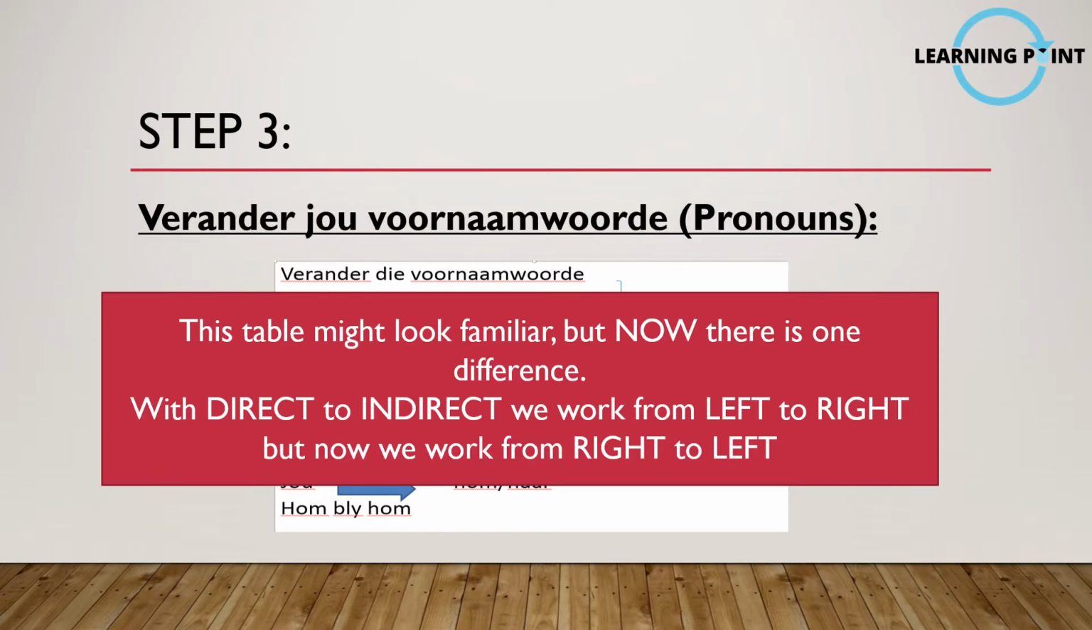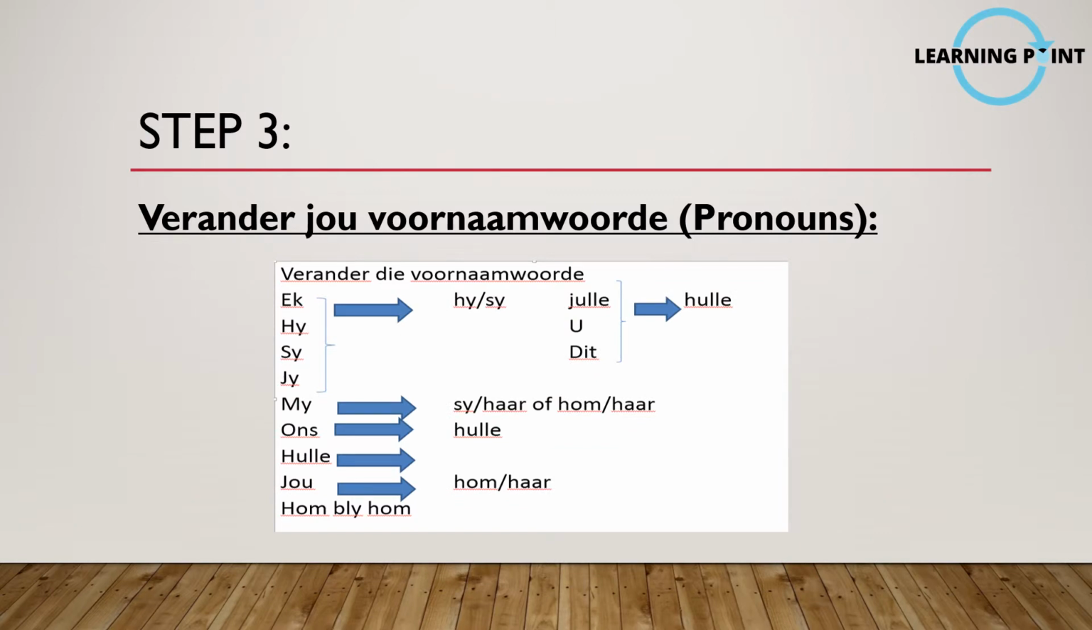Step 3. Step 3 says to change your pronouns. But now we have the same table that we used for direct to indirect. But the only difference between those two is when I worked from direct to indirect, I worked from left to right. But now, because we're working from indirect to direct, I work from right to left. So if I look at my table, if I have hy or sy, then I would change it back into ek, hy, sy, jy. Same thing with hulle. If I have a hulle, it changes back into julle, u, or dit.